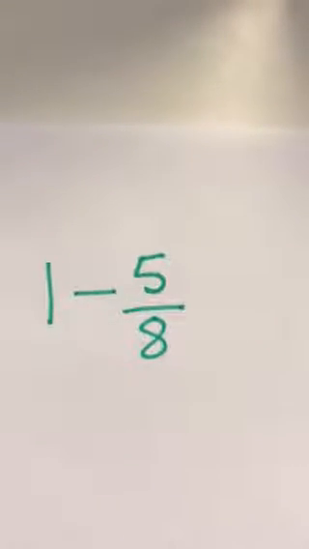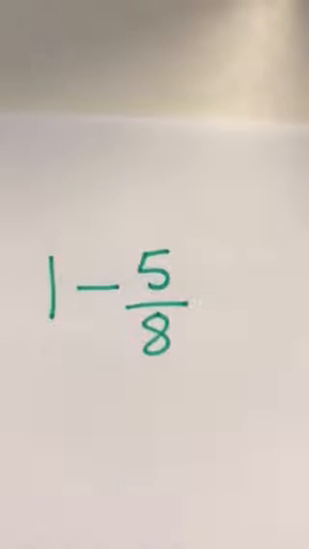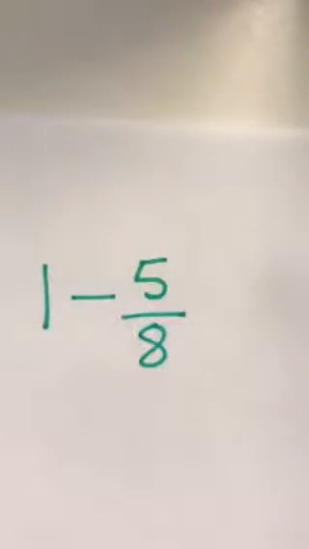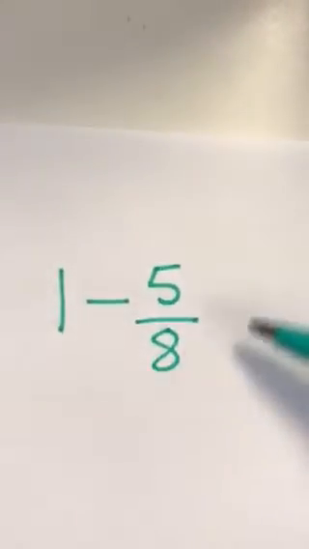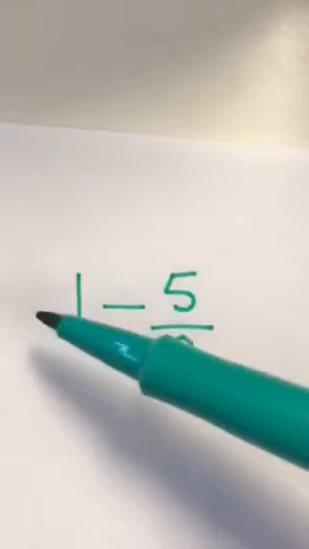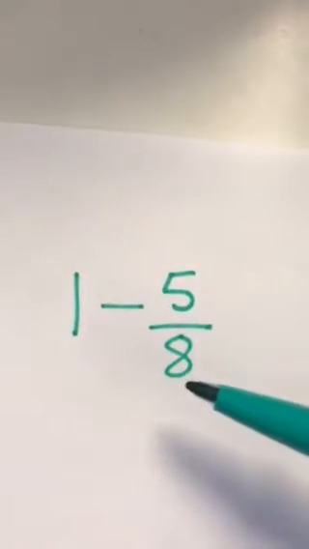Today we're going to look at subtracting fractions. We're going to start with 1 minus 5/8. The first thing we need to ask ourselves is, do we have the same units? Our units are eighths in this problem and ones. We've got 5/8 and we've got 1, a whole number. Those are not the same.